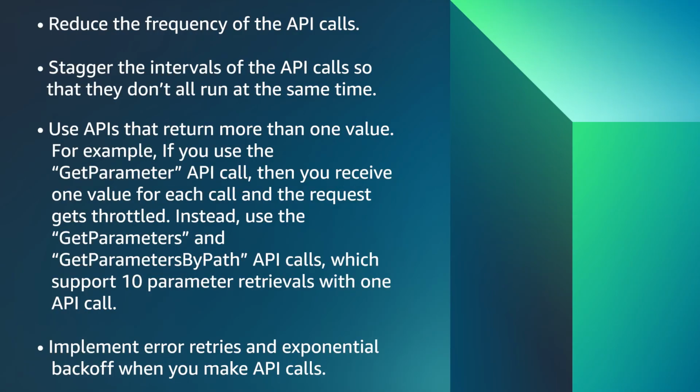Reduce the frequency of the API calls. Stagger the intervals of the API calls so that they don't all run at the same time. Use APIs that return more than one value. For example, if you use the GetParameter API call, then you receive one value for each call and the request gets throttled. Instead, use the GetParameters and GetParametersByPath API calls, which support 10 parameter retrievals with one API call. Implement error retries and exponential backoff when you make API calls.